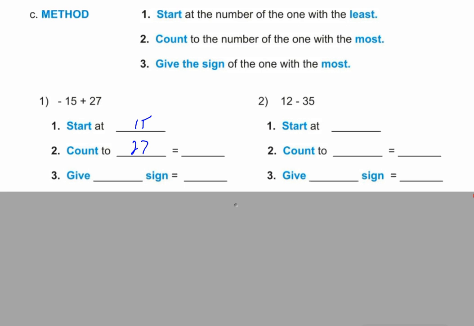15 to 27 is 12. Use your fingers if you want. If you need your toes, don't take your shoes off. All right, from 15 to 27 is 12. Which sign does the answer get? A plus sign, because that's the one with the most, and the answer is 12, right? Piece of cake.